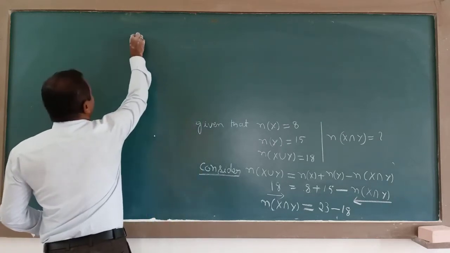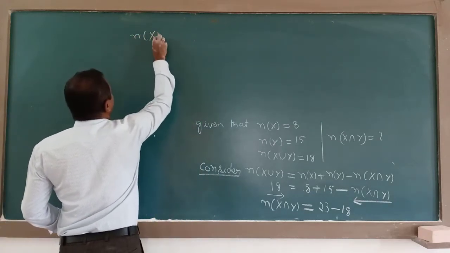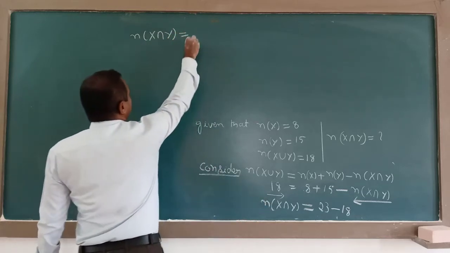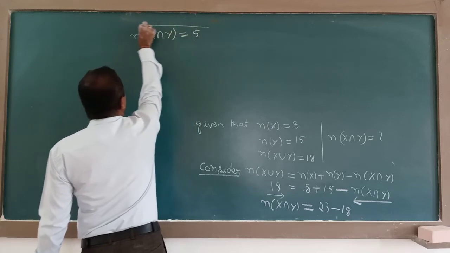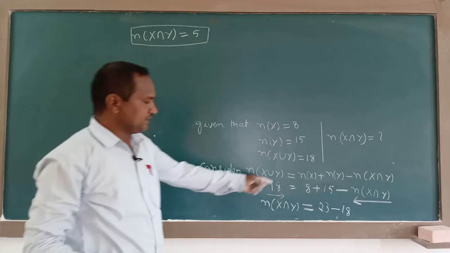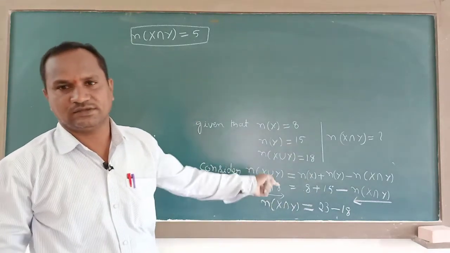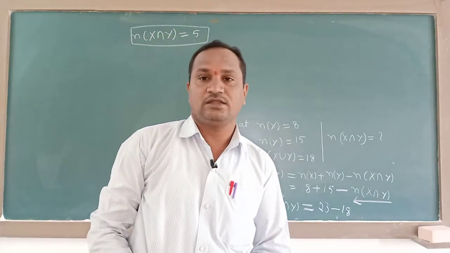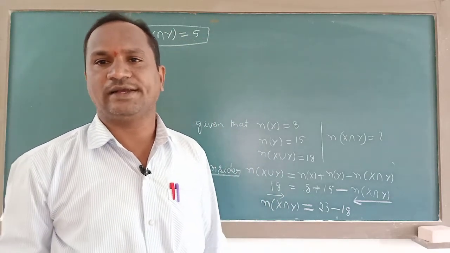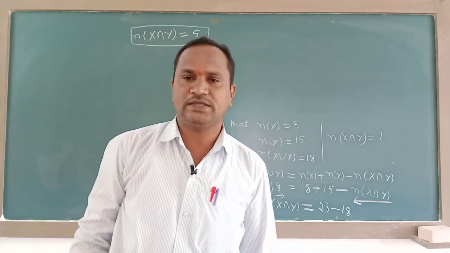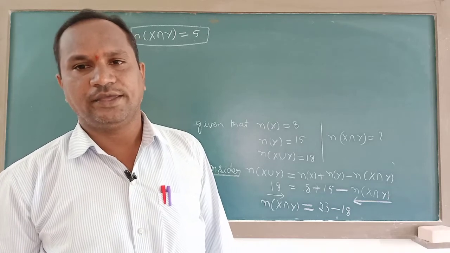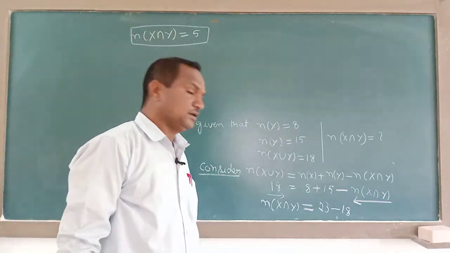See here, n of x intersection y is equal to 23 minus 18, which is 5. It is the answer for this question. That's the formula. In the previous question, which formula did we apply? The same formula here also we applied. That is n of a union b is equal to n of a plus n of b minus n of a intersection b here.